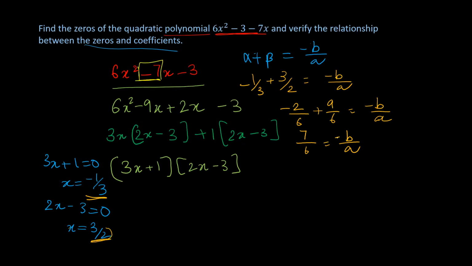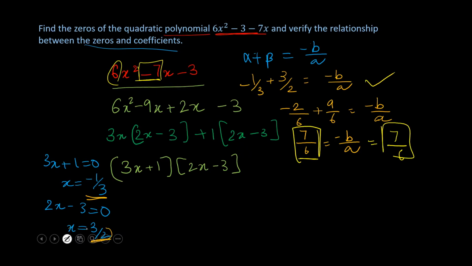So minus of minus 7: minus into minus is plus, right? So it's going to become plus 7. So that's what happened here. It became plus 7, and divided by the coefficient of x squared, which here is 6. Now if you notice, we got the same thing, so this is verified. The second one, let's do the second one now.